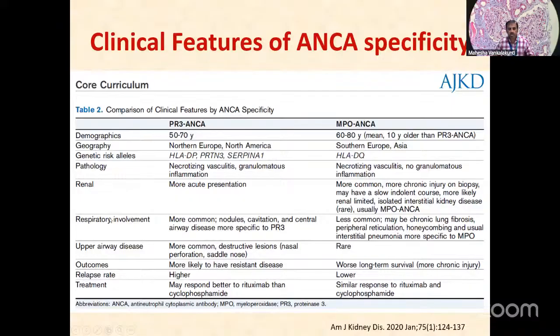Otherwise, the renal histology would be more or less same, with the presence or absence of the granulomas being more common in that of a PR3 ANCA category. So if you see the demographics, the MPO are slightly older in the age affected, and the relapse rate is lower in case of MPO ANCA serology, and the upper airway disease is also relatively less common in the MPO category.